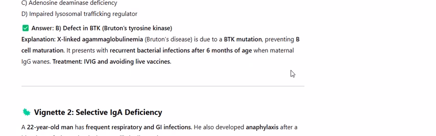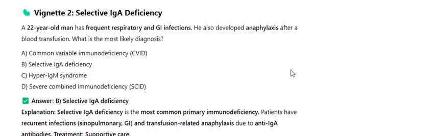Vignette 2, Selective IgA deficiency. A 22-year-old man has frequent respiratory and GI infections. He also developed anaphylaxis after a blood transfusion. What is the most likely diagnosis? A. Common variable immunodeficiency, CVID. B. Selective IgA deficiency. C. Hyper IgM syndrome. D. Severe combined immunodeficiency. Answer B. Selective IgA deficiency.